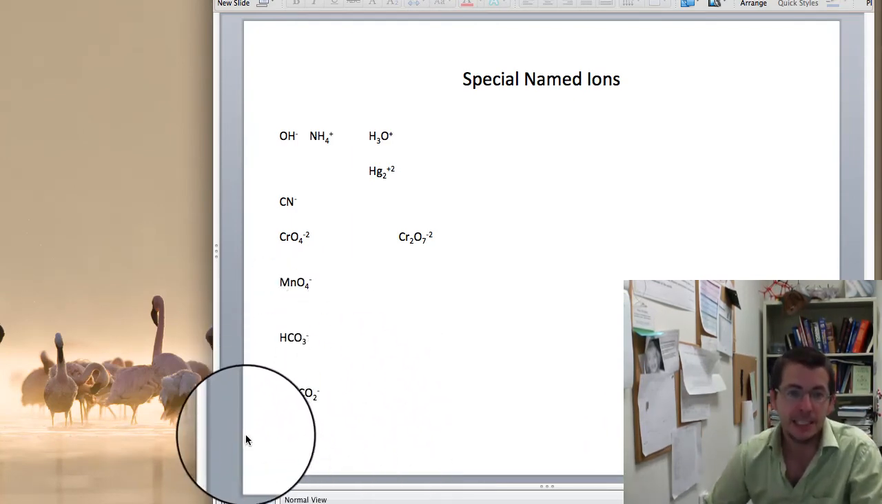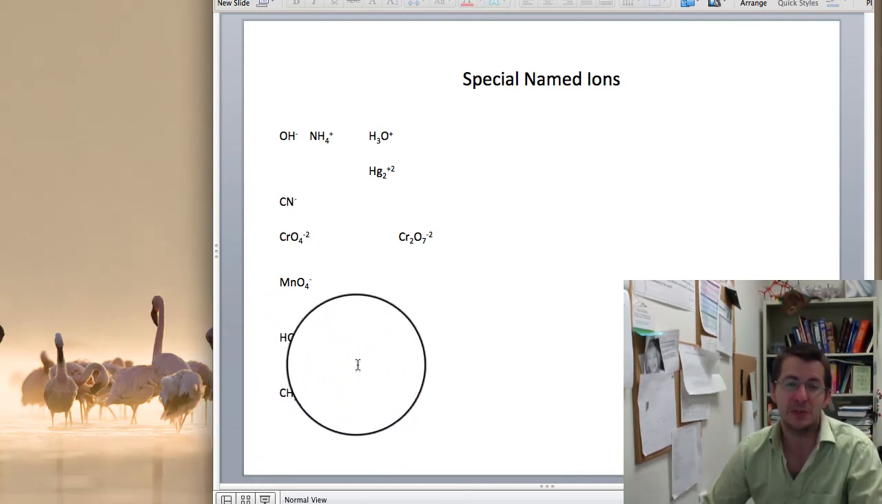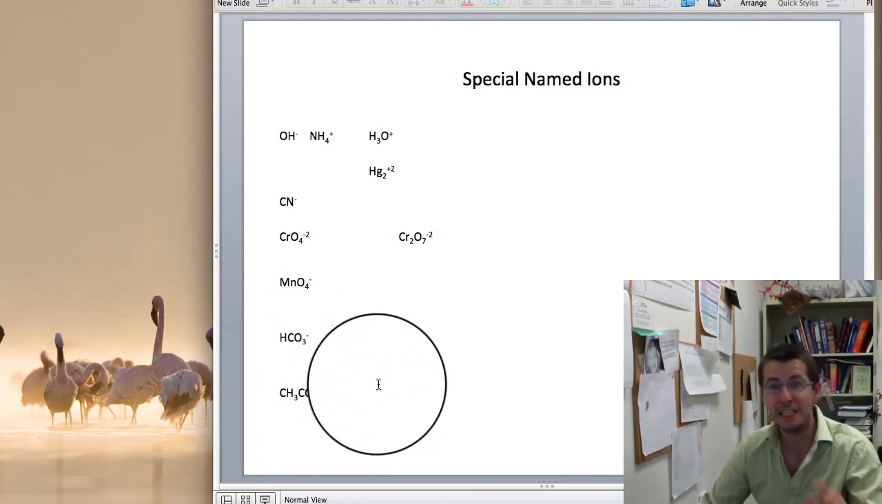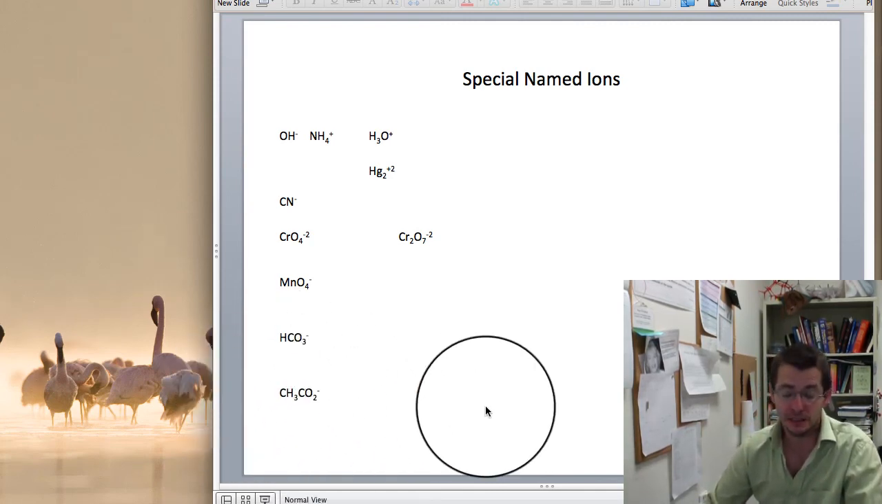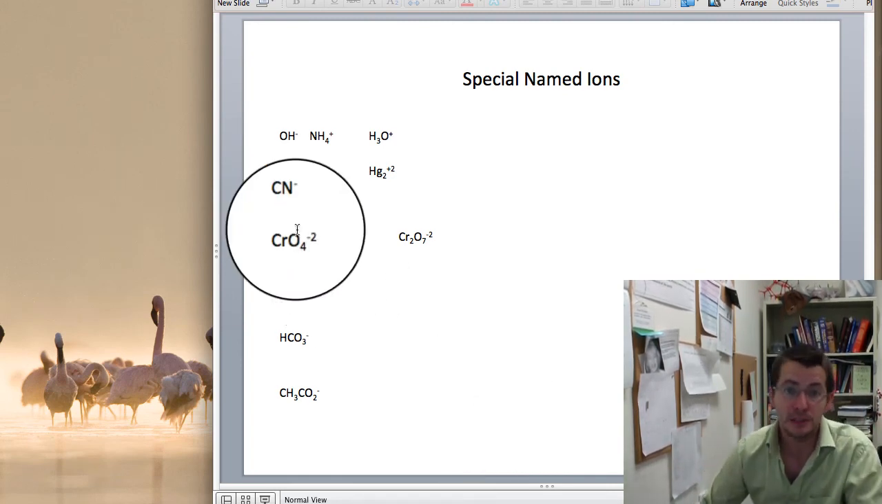And lastly, acetate, CH3CO2-, which you may also see written C2H3O2-, but it's a monovalent anion as well. That's it. Just 10 more you have to memorize. All right. So good luck.